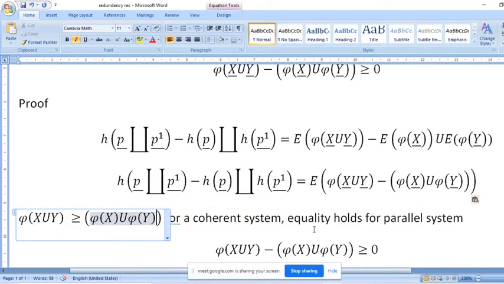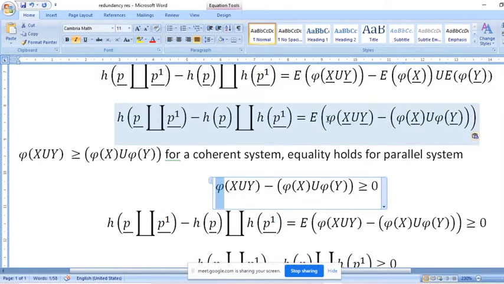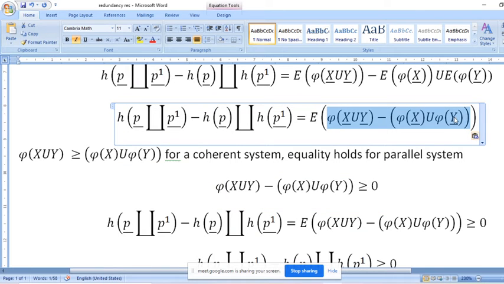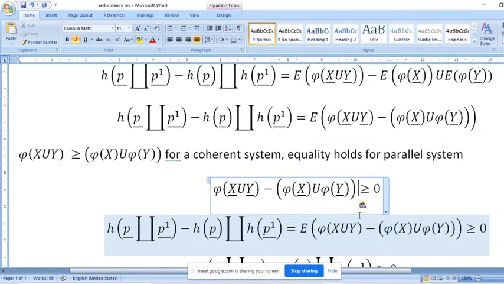Okay, and this is the result we have discussed in the last chapter. And for a coherent system, equality holds for the parallel system. So we consider this inequality, phi of x union y greater than or equal to phi of x union phi of y. Phi of x union y minus phi of x union phi of y greater than or equal to 0.